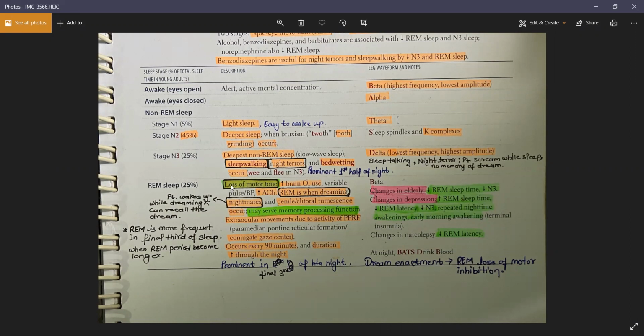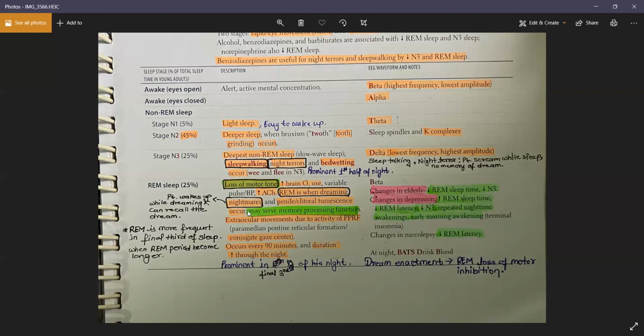Okay, all of the muscle functions are kind of inhibited in REM sleep. You will have a loss of motor tone. You will get the paralysis in the REM sleep. Okay, and the brain will use more oxygen, and you will have a high acetylcholine at that time. You will have penile or clitoral tumescence in this stage.